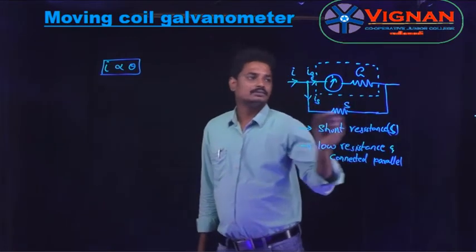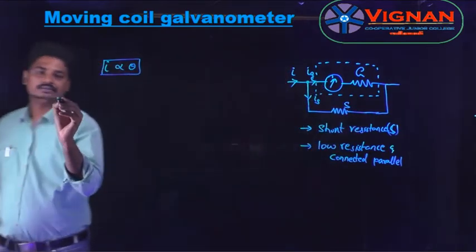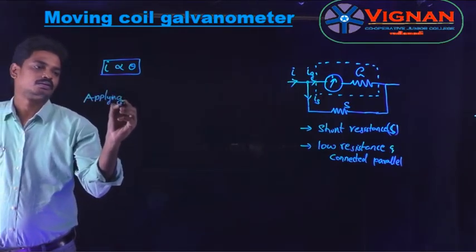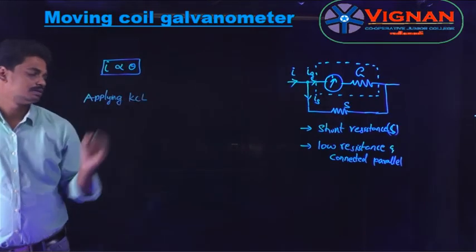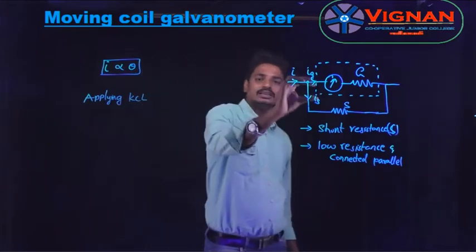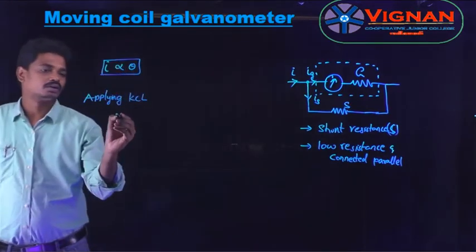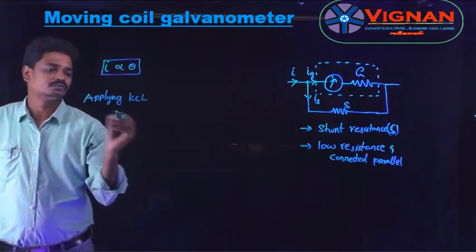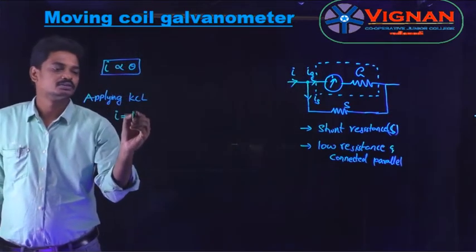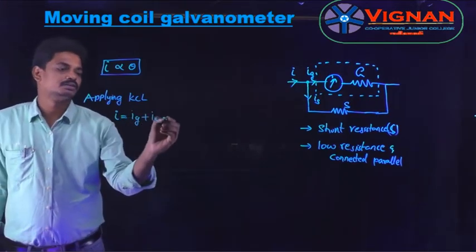Applying KCL at this node. Kirchhoff's current law gives that the sum of the currents entering the junction is equal to the sum of the currents leaving the junction. Therefore I, the total current entering the junction, is equal to the sum of the currents leaving the junction, meaning Ig plus Is. So I equals Ig plus Is, let it be equation 1.